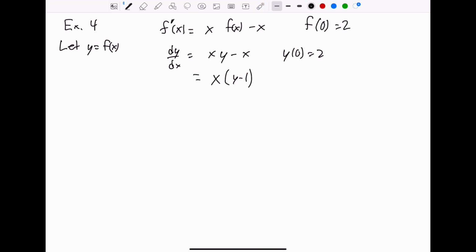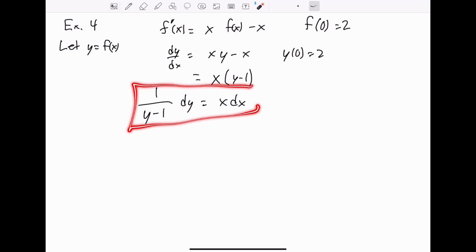So I'm going to divide both sides by y minus 1, 1 over y minus 1 dy, and multiply both sides by dx, x dx. I did that kind of quickly. Make sure that you're comfortable with this step. If you need to work through a couple extra steps, go ahead and do that. But to separate the variables here, I divide both sides by this y minus 1, multiply both sides by the dx, and here's what I get after separating the variables.